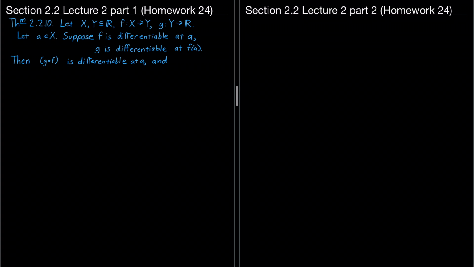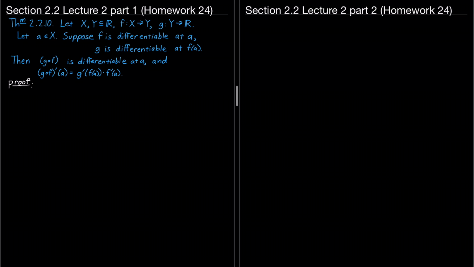And we've got the formula that you no doubt remember. We've got the chain rule formula that we all know and love. G composed with F prime of A, that's G prime of F of A multiplied by F prime of A. So let's go ahead and prove this.